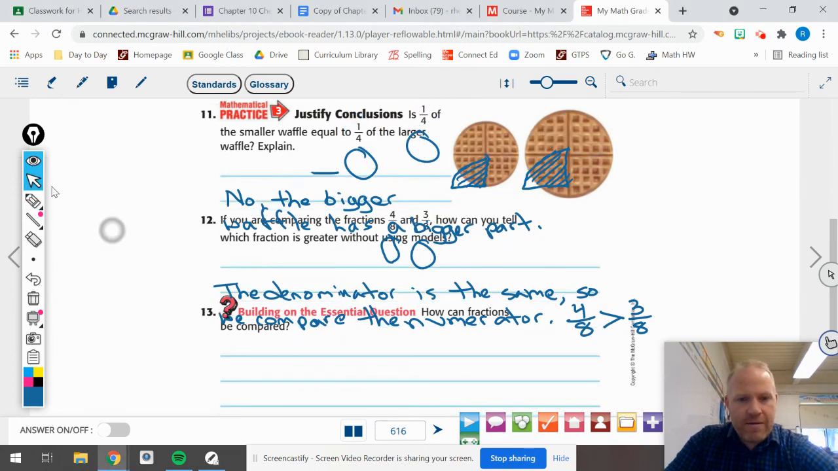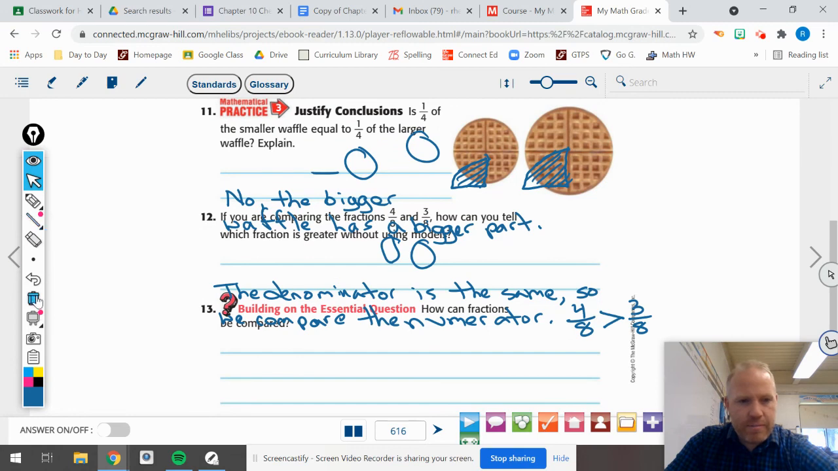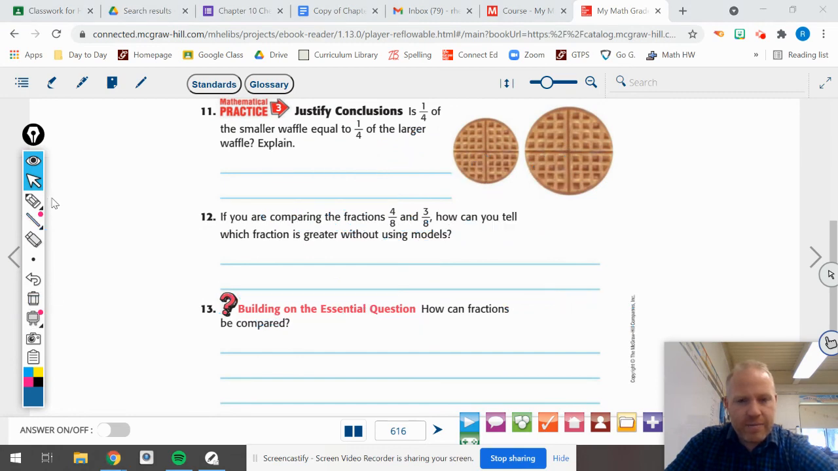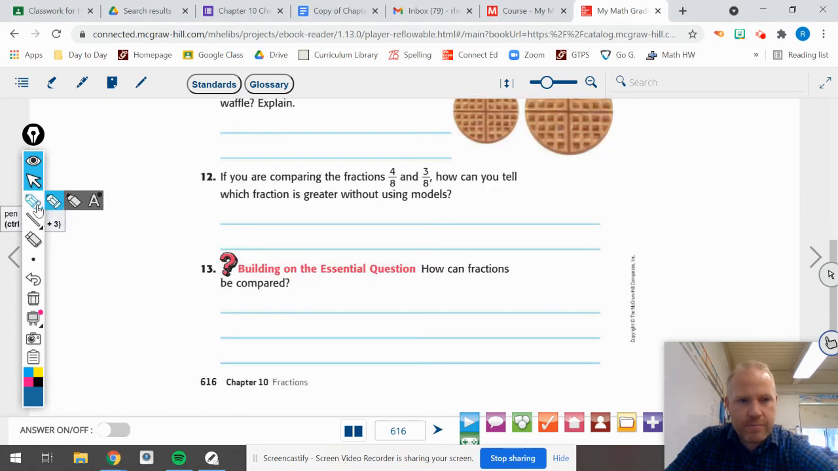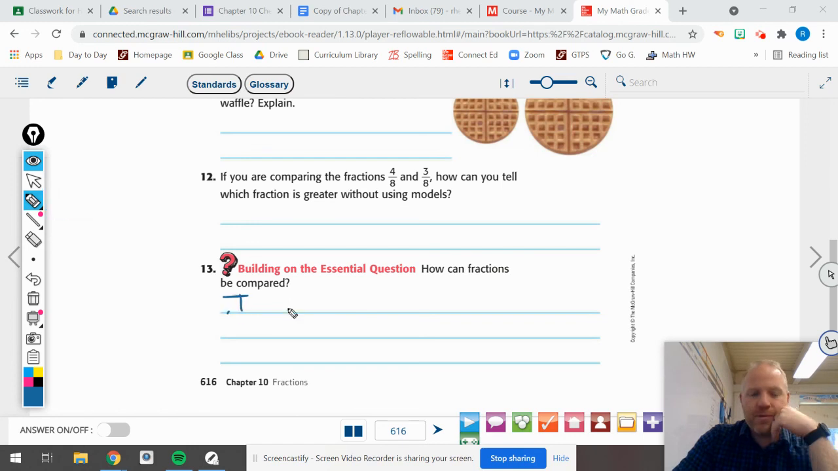And then how can fractions be compared? What can you do to compare fractions? So you can draw fraction bars or number lines.